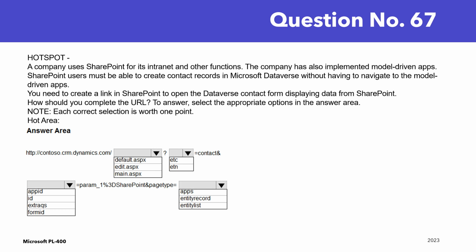A company uses SharePoint for its intranet and other functions. The company has also implemented model-driven apps. SharePoint users must be able to create contact records in Microsoft Dataverse without having to navigate to the model-driven apps. You need to create a link in SharePoint to open the Dataverse contact form displaying data from SharePoint. How should you complete the URL? To answer, select the appropriate options in the answer area. http://contoso.crm.dynamics.com/main.aspx?etn=contact&extraqs=param_1%3DSharePoint&pagetype=entityrecord.